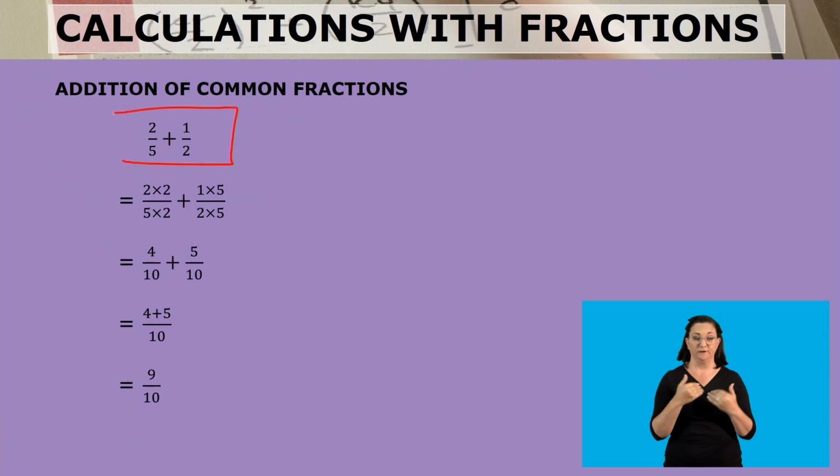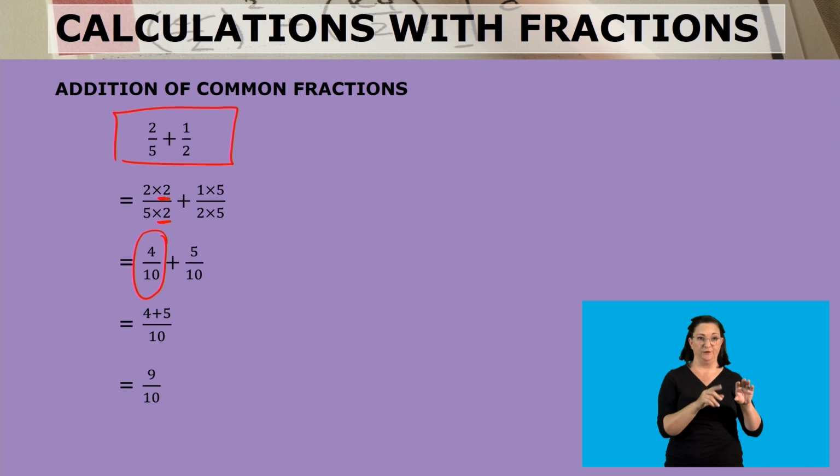We are starting with the original 2/5 plus 1/2. How is that going to work out? We are going to multiply the denominator and the numerator by 2. And the reason why we are doing this is because we don't want to change that value. When the answer comes out as 4/10, it is still the same as 2/5. We are going to do the same thing with the second fraction.